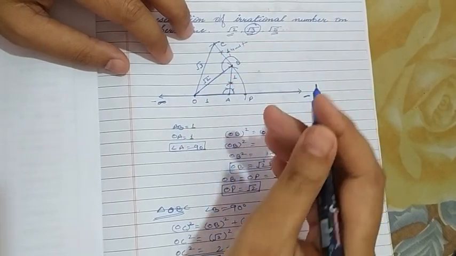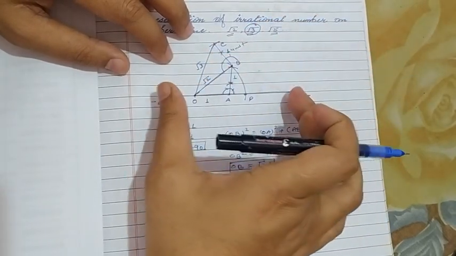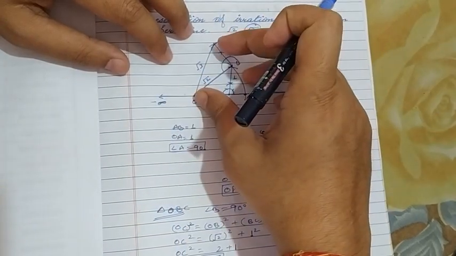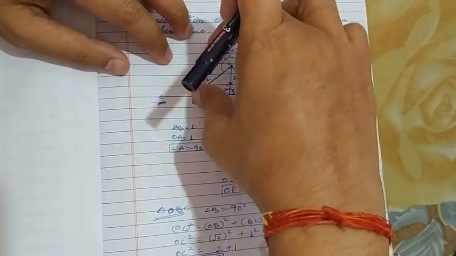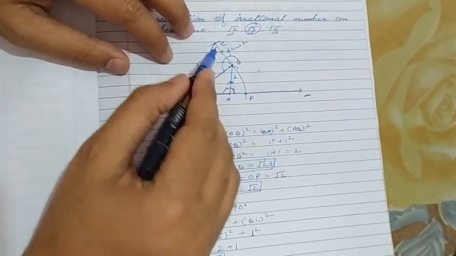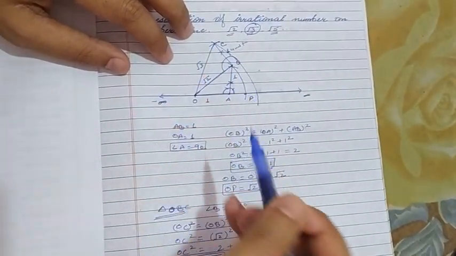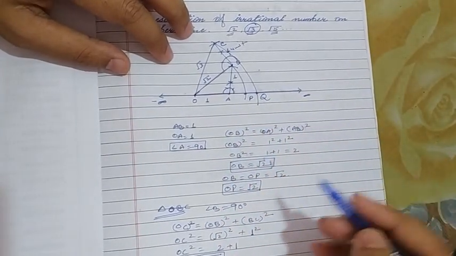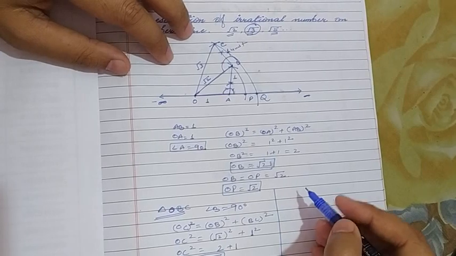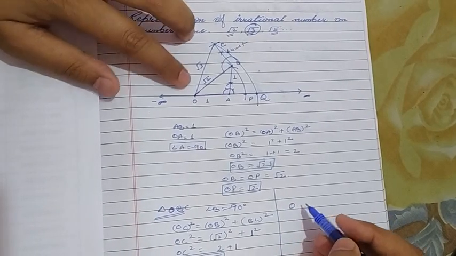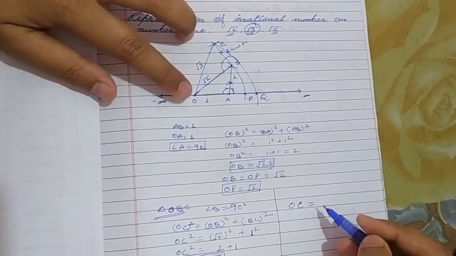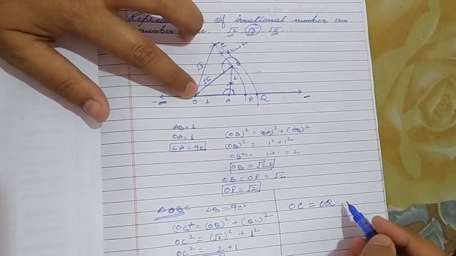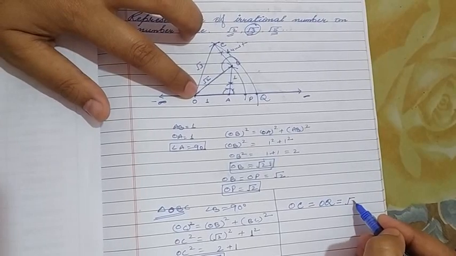But we have to represent this length on the number line. So for that, with O as the center and radius equal to OC, draw an arc to cut the number line at Q. So here OC is equal to OQ, that is equal to root 3.